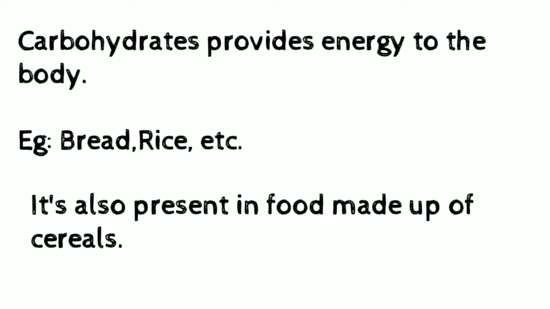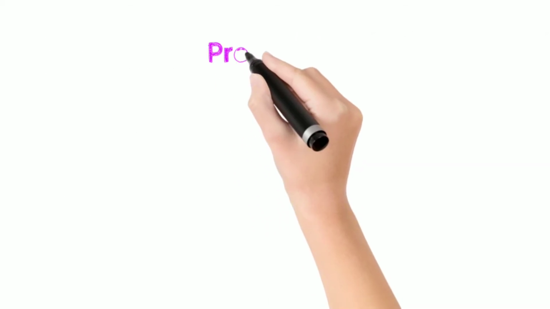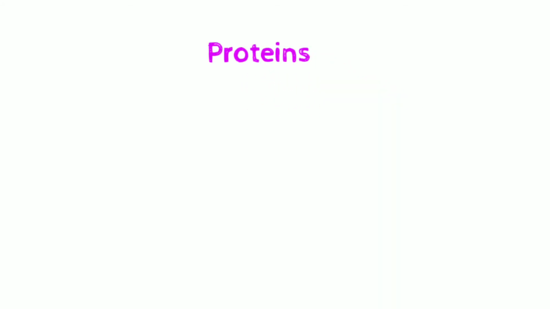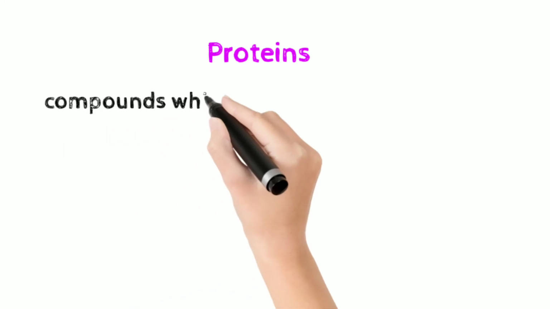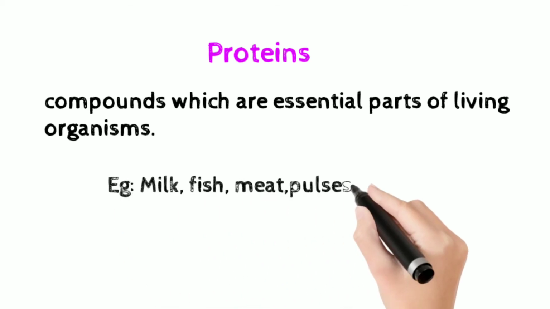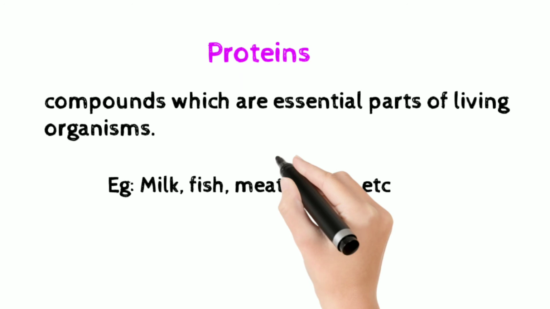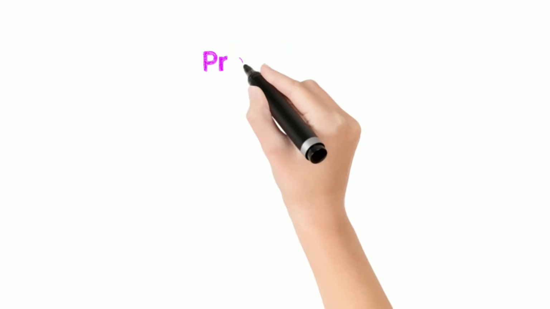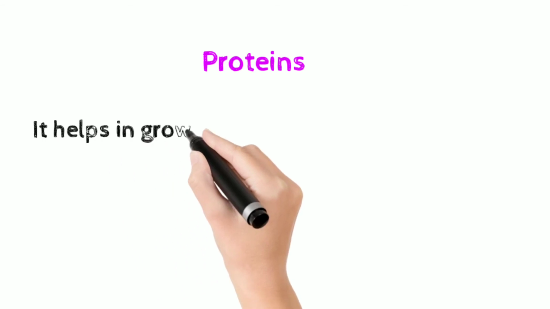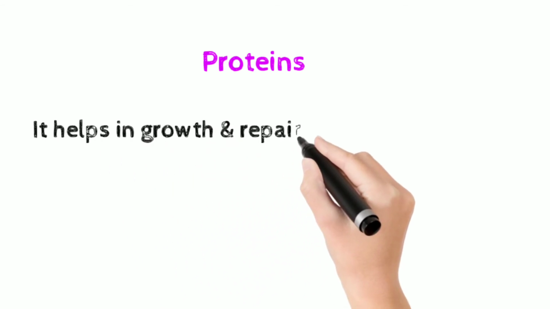And now, let's move on to the next, that is proteins. Proteins are also compounds, which are a very essential part of all living organisms. What is an organism? Animals, birds, fishes, or human beings are called organisms. And protein-rich foods are also called body-building foods because proteins help in the growth and repair of tissues of our body.